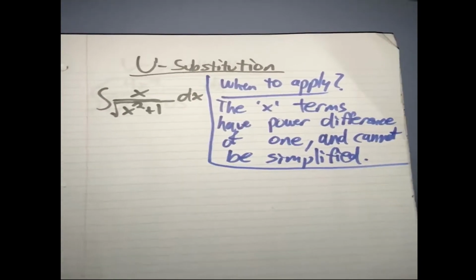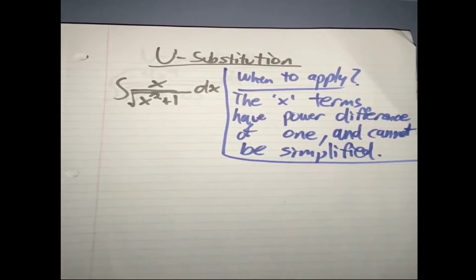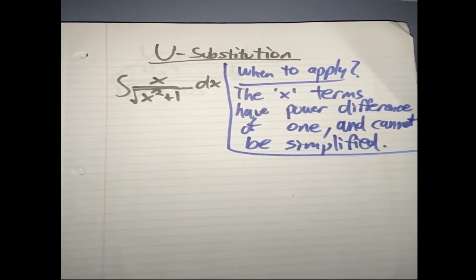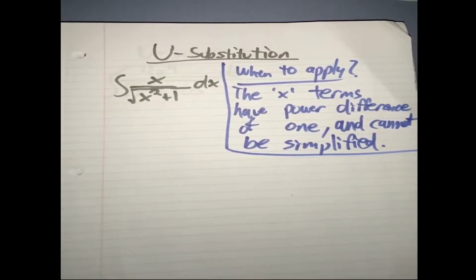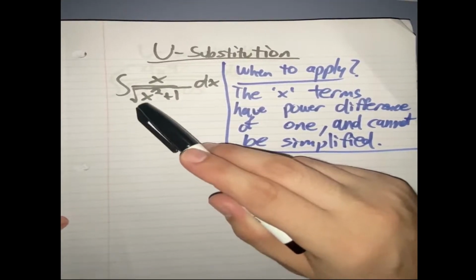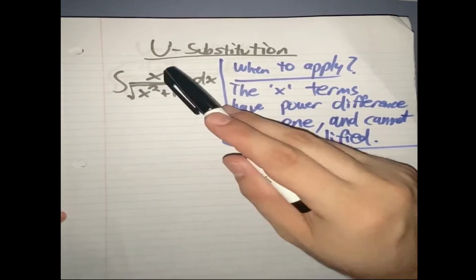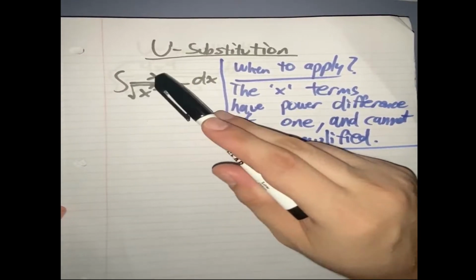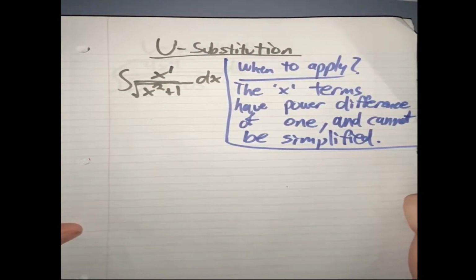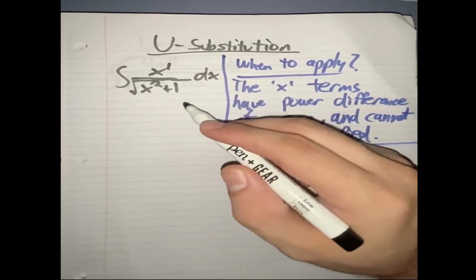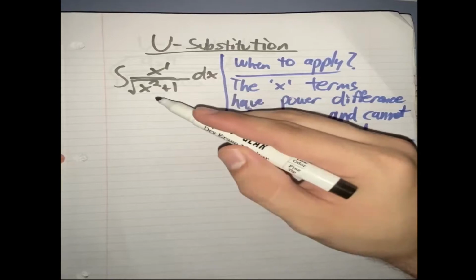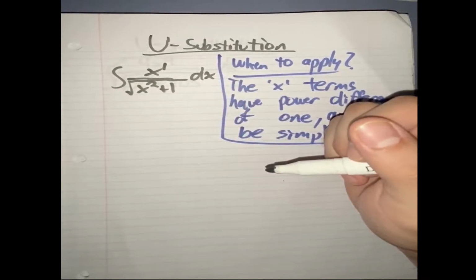So notice in this function we have right here, a function x divided by the square root of x squared plus 1. The first thing we should notice is that x squared has a power difference from x of exactly 1, since x is raised to the 1 power. And notice it's inside a square root, so we cannot just simplify this by dividing x by x squared. That's not going to work.